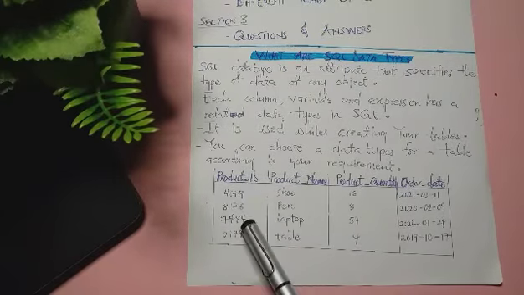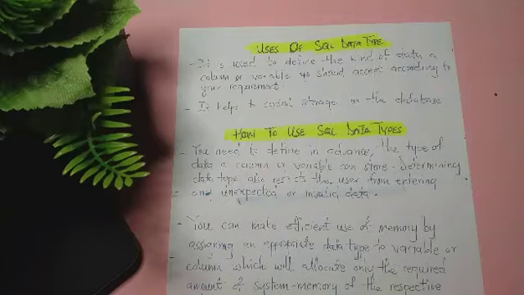Let's look at the uses of SQL data types. It is used to define the kind of data a column or variable should accept according to your requirements whilst creating the table. It helps you to control storage in the database, because all the data types have their memory use in the SQL database.